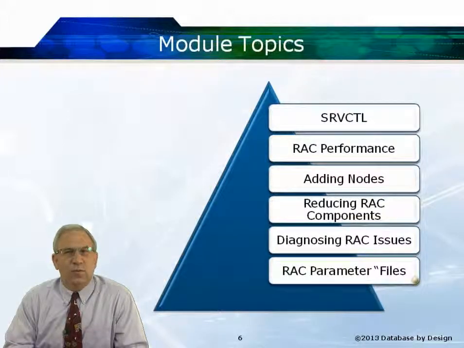Then we will look at the RAC parameter files. These would be the SP files. We will look at the initialization parameters, for example, cluster database is equal to true. So we'll look at the parameters that have to be unique and those ones that can be different.